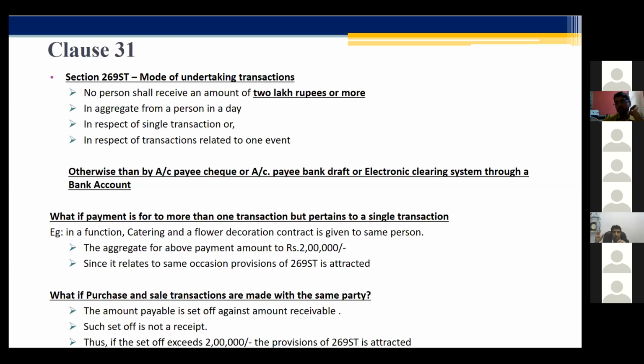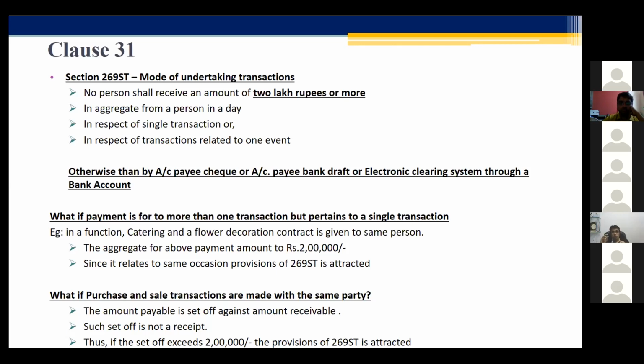So, in case I receive any particular amount other than by an account payee cheque, of rupees 2 lakh or more, with these particular conditions, in aggregate from a person or for a particular single transaction. So, if my single transaction is of a value of 3 lakh rupees and I receive it in installments, then also 269ST gets attracted since the single transaction value is higher. So what happens if I do a netting off? The question arises: the amount payable is set off against the amount receivable. I am doing a journal entry.